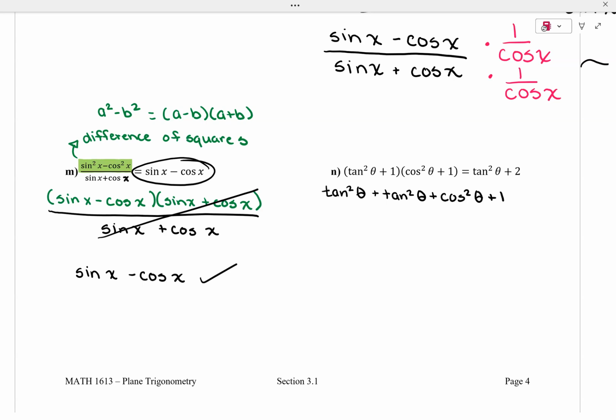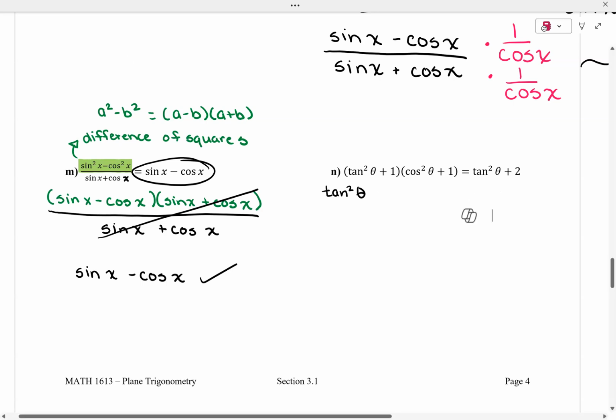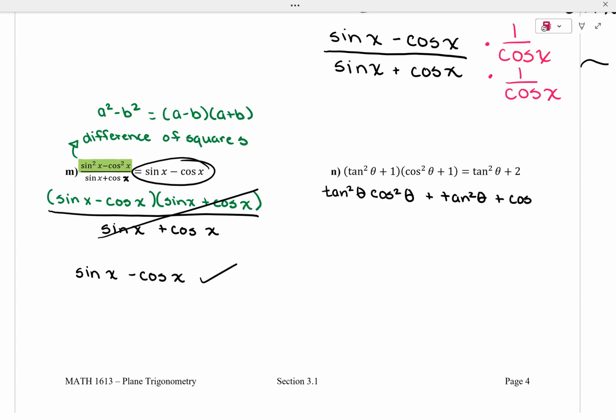Hold on. I didn't write my cosine. You guys were probably yelling at me through the computer. I didn't write my cosine squared. Then plus tan squared plus cosine squared plus 1. There we go.